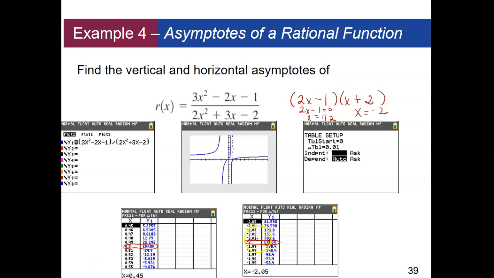If you look at around this -2 as an asymptote, you can see that it is getting closer and closer to either positive infinity or negative infinity the closer it gets to that vertical asymptote.